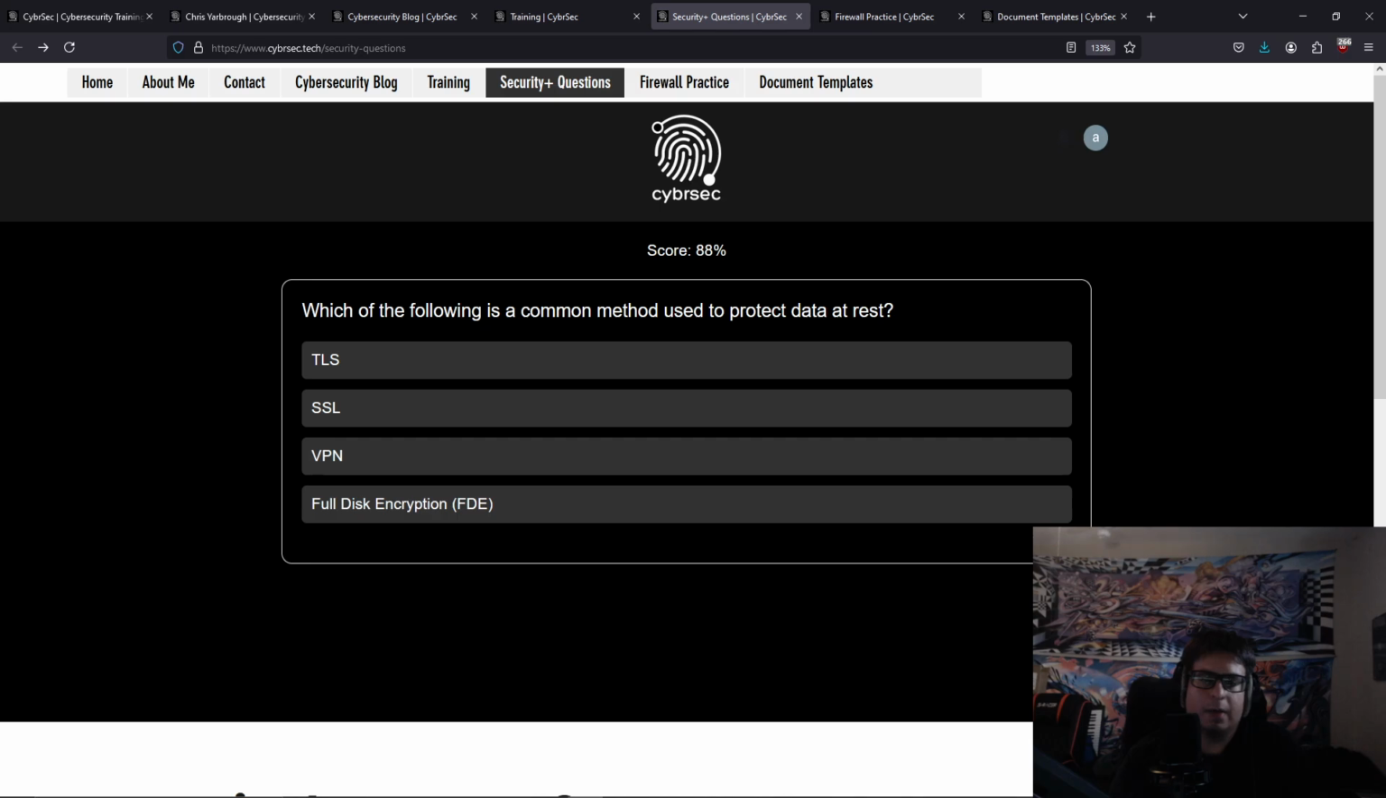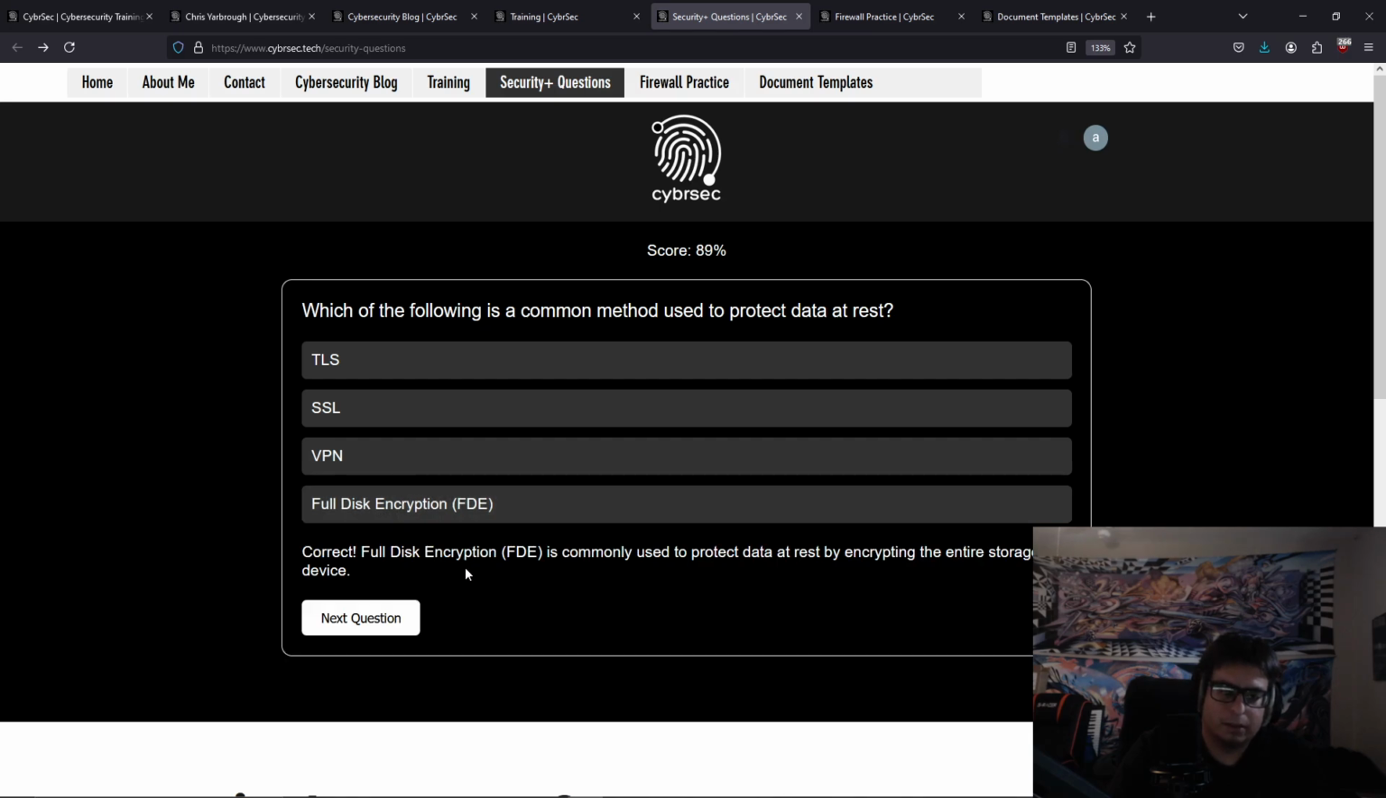Which of the following is a common method used to protect data at rest? So data at rest is not in transit. It's going to be encrypted. Correct. When it encrypts the entire storage device.